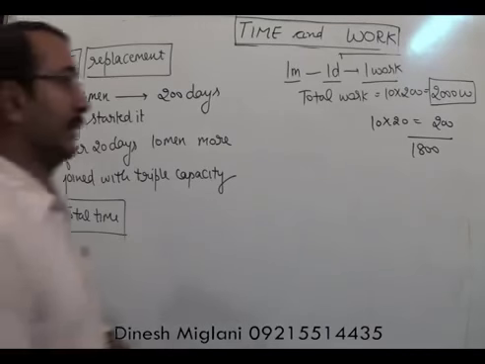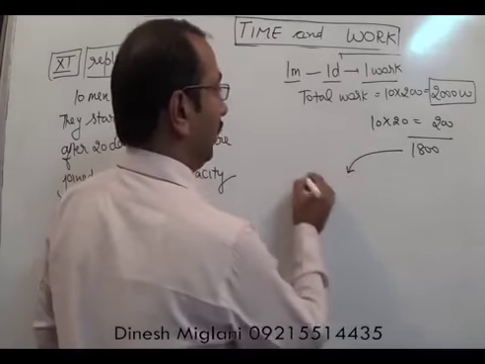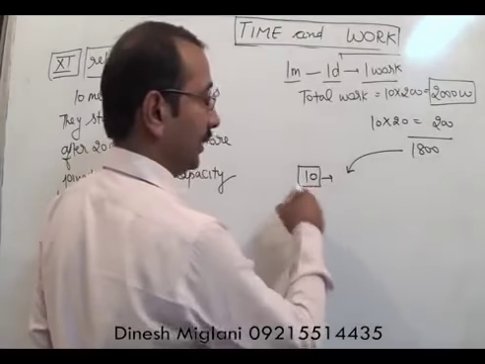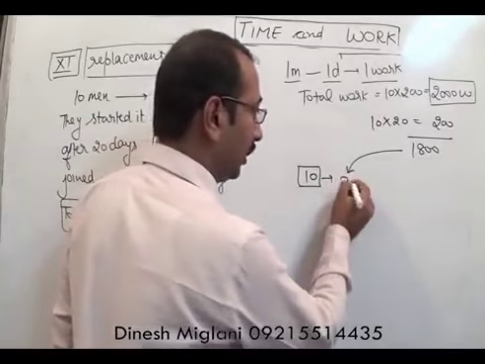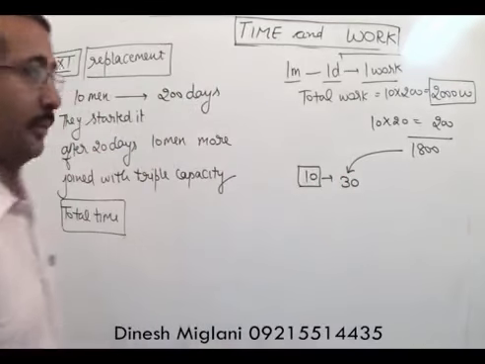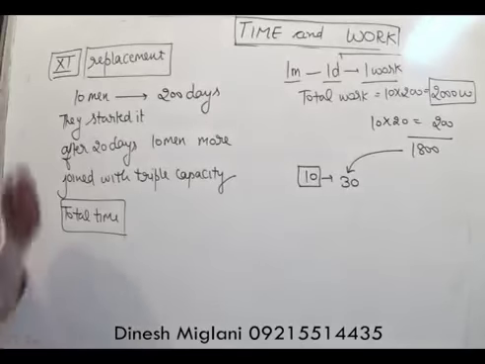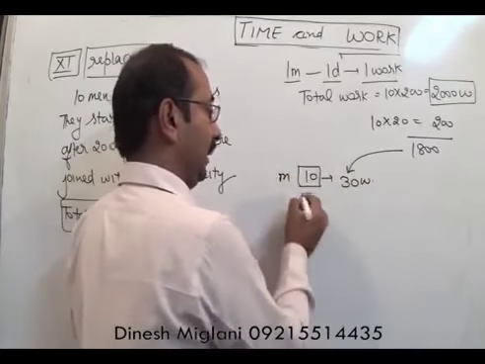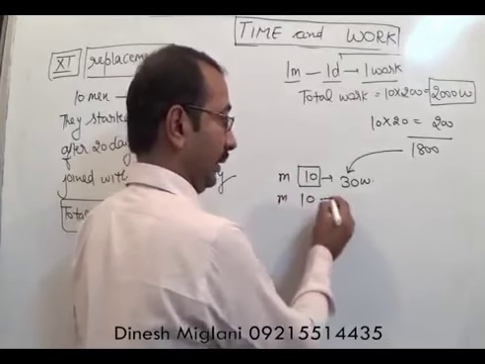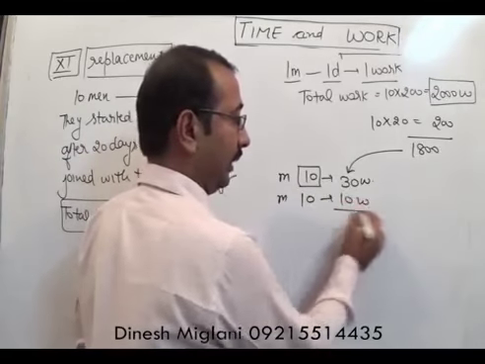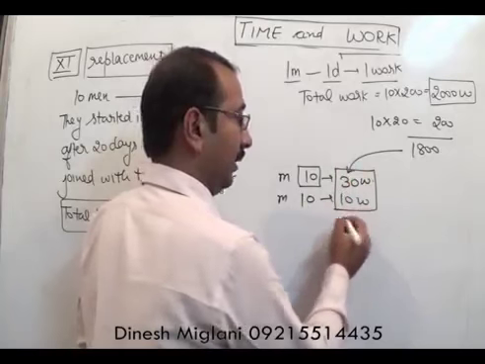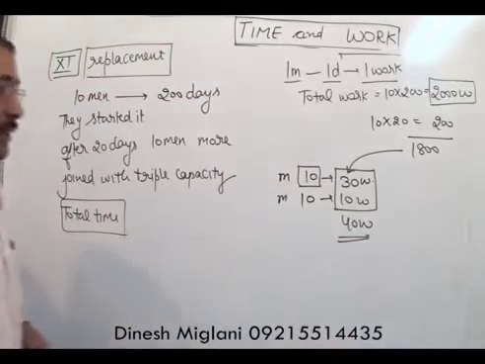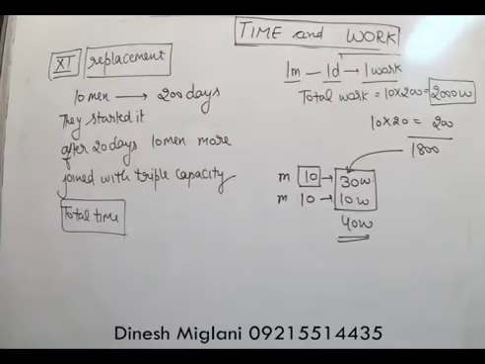Now after 20 days, 10 more men joined, but with triple capacity. It means these 10 men will do 30 work in one day, because their capacity is triple. And the 10 men I had earlier can do 10 work in one day. It means now in one day 40 work is done.